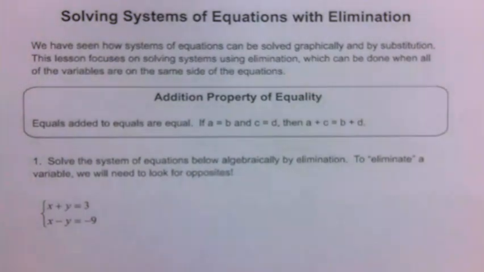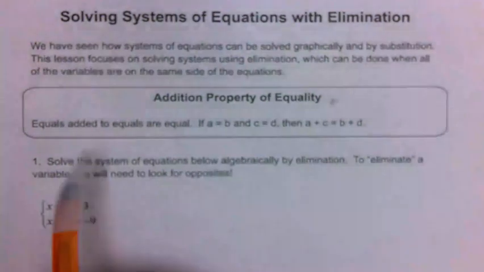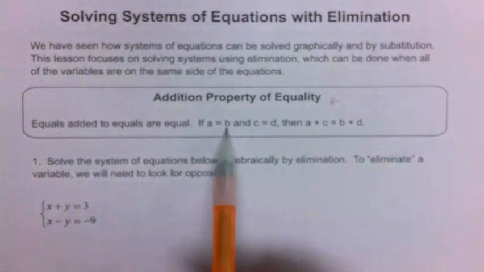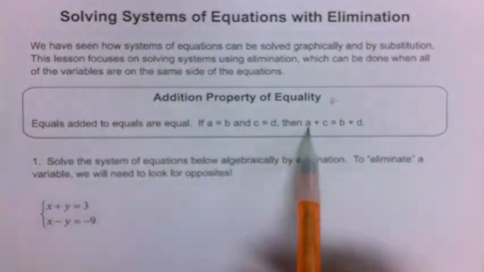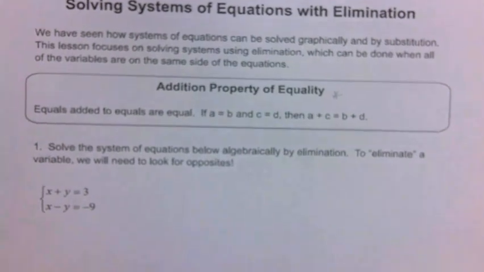And using the elimination method depends on the addition property of equality. Equals, when added to equals, are equal. If A equals B and C equals D, then A plus C has to be equal to B plus D. That's essentially the idea that we're going to be using here today. We're going to be adding equals to equals in order to eliminate a variable so that we can solve for one of the variables. Then we'll go back and figure out the value of the first one that we have eliminated. So let's take a look at our first example.